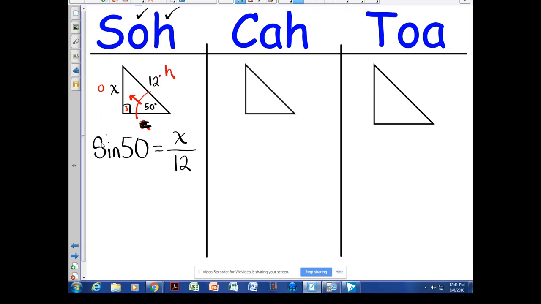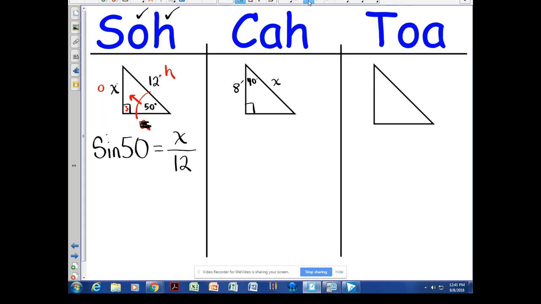All right, let's look at another problem that we might have. I'm just going to put in my right angle. I'm going to use this angle this time. I'll say this is 40 degrees, just making up some numbers here. I'm going to say that this is an X, and I'll say this is 8. Again, I'm just making up some numbers here.